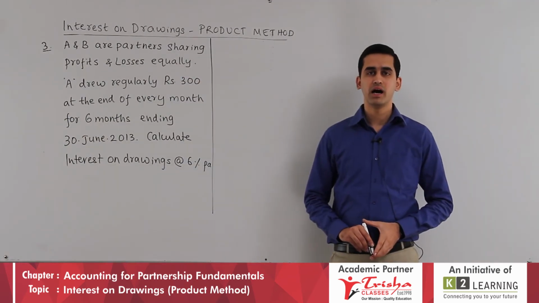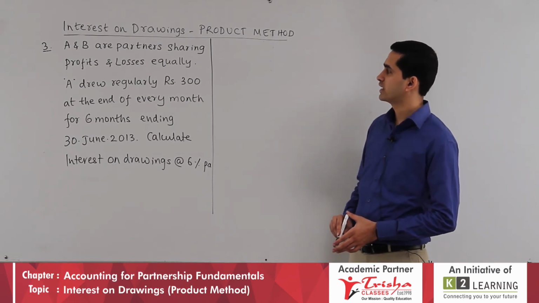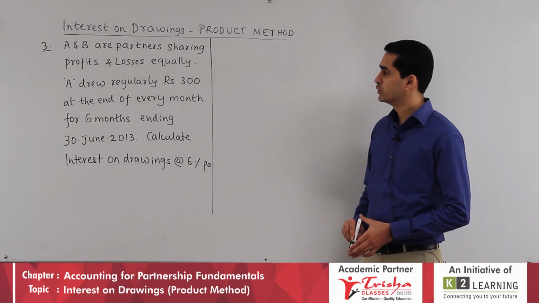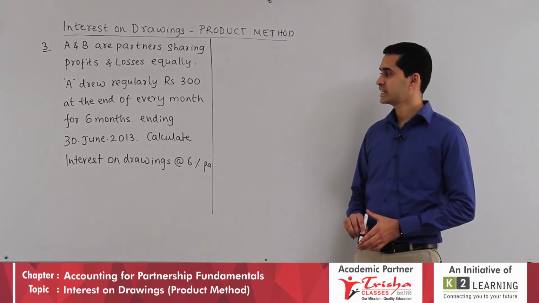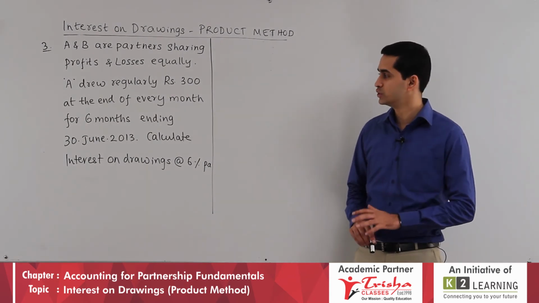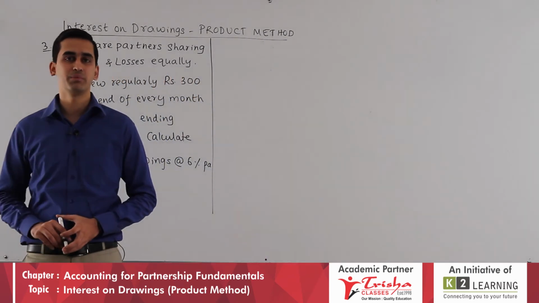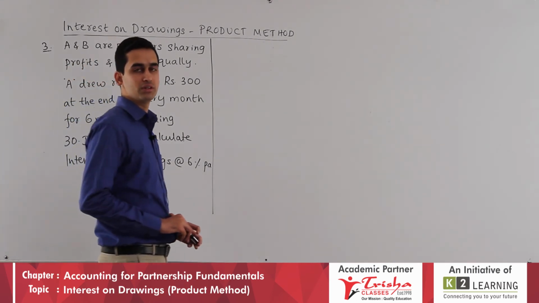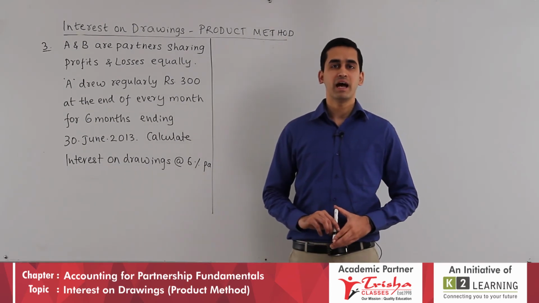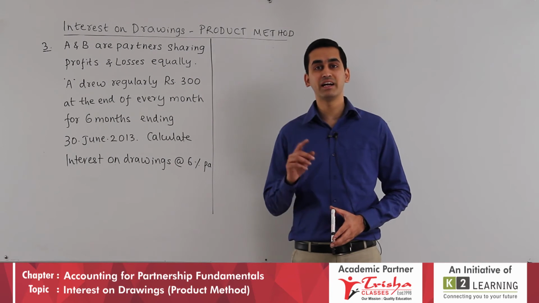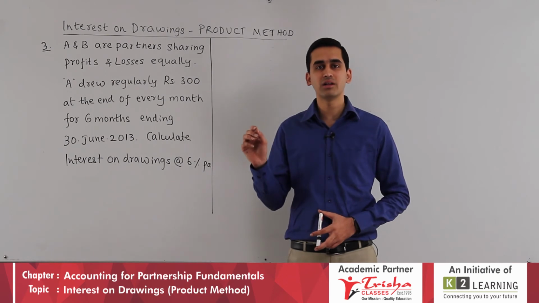Question number 3 under product method. A and B are partners sharing profits and losses equally. A drew regularly rupees 300 at the end of every month for 6 months ending 30th June 2013. Calculate interest on drawings at 6% per annum. Now the new thing in this question, friends, they have not given you the date of drawings, but they said he has withdrawn 300 rupees at the end of every month for continuously 6 months ending on 30th June.